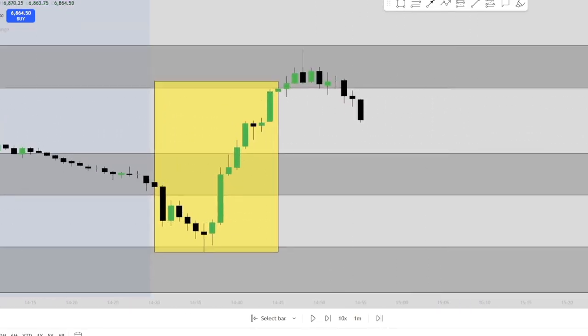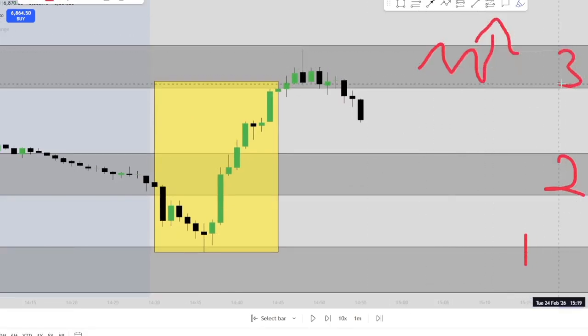So now we're looking at key level 1 and key level 2. If this is 1, this is 2, and this is 3. We're looking to take a trade off ideally 2 or 3, which is exactly what happened here.